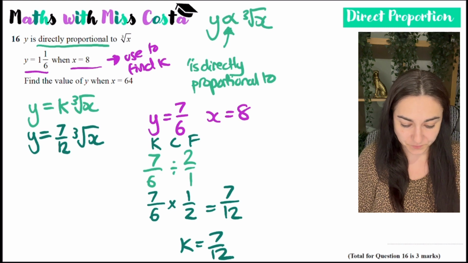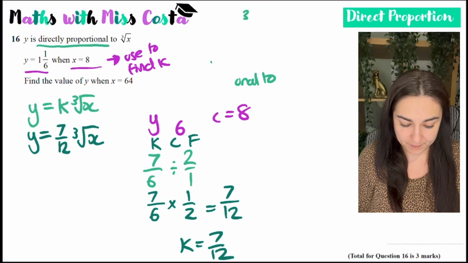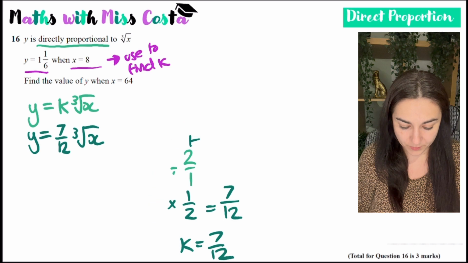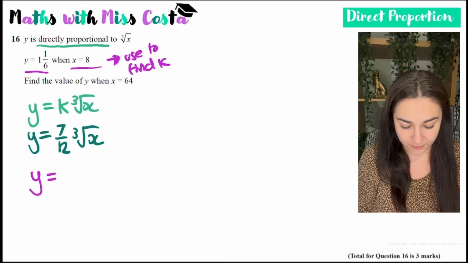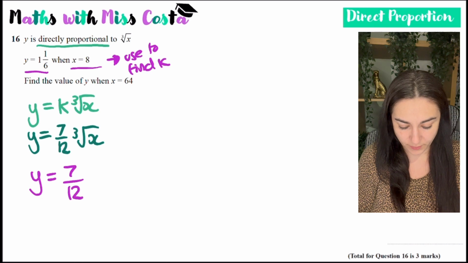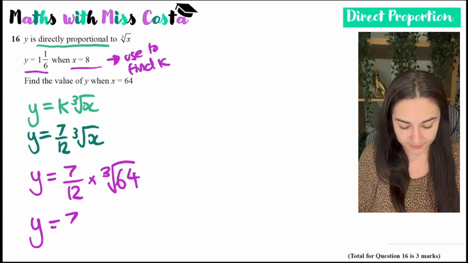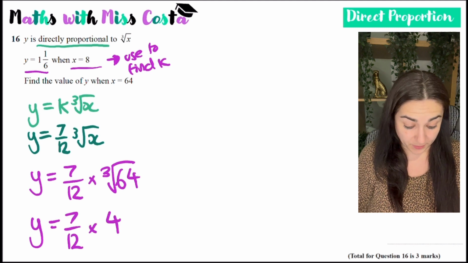of x. So for the next part, I am being asked to find the value of y when x is 64. So I'm just going to substitute that into this general formula that I've got, 7 over 12 times the cubed root of 64. And what's the cubed root of 64? That would be 4. So I just multiply.